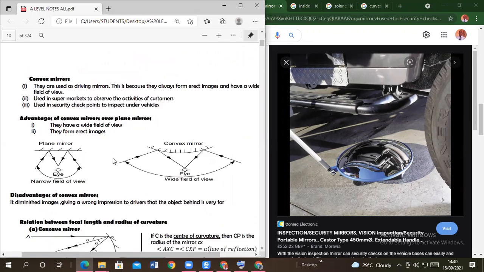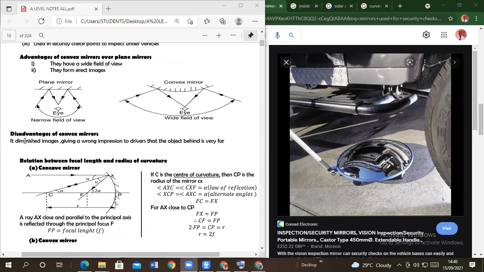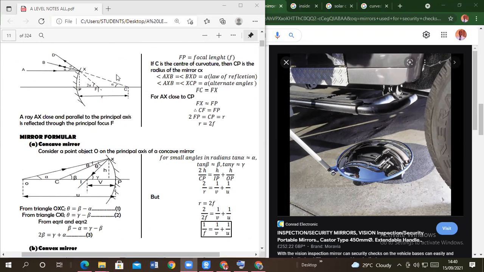The disadvantage of convex mirrors. Who can give me one disadvantage of convex mirrors in these next 3 minutes, before we go to derivation of the relationship between radius of curvature and the focal length? So give me one disadvantage of convex mirrors that you know. Yes, let me start with Sandra. Sandra, give me one disadvantage.